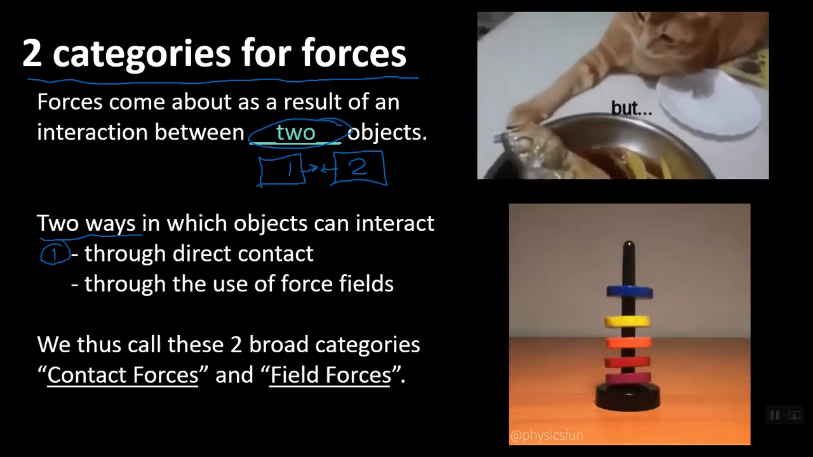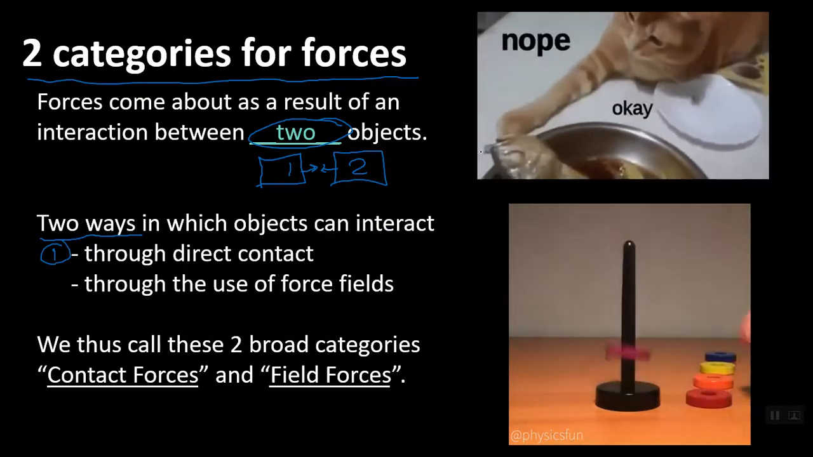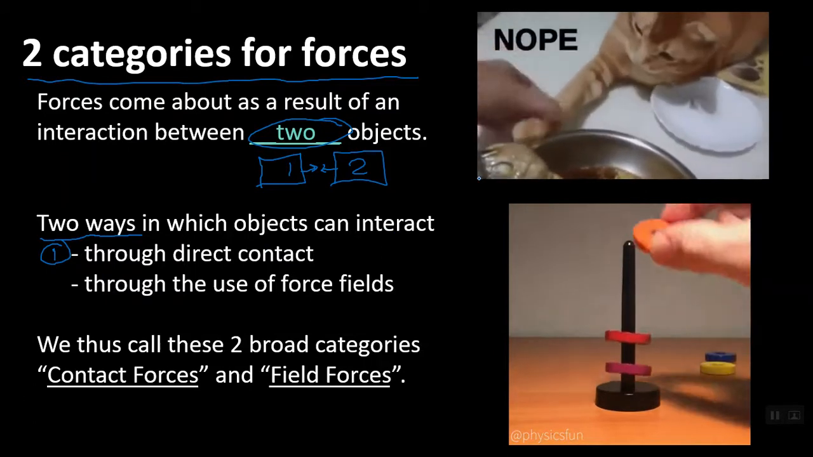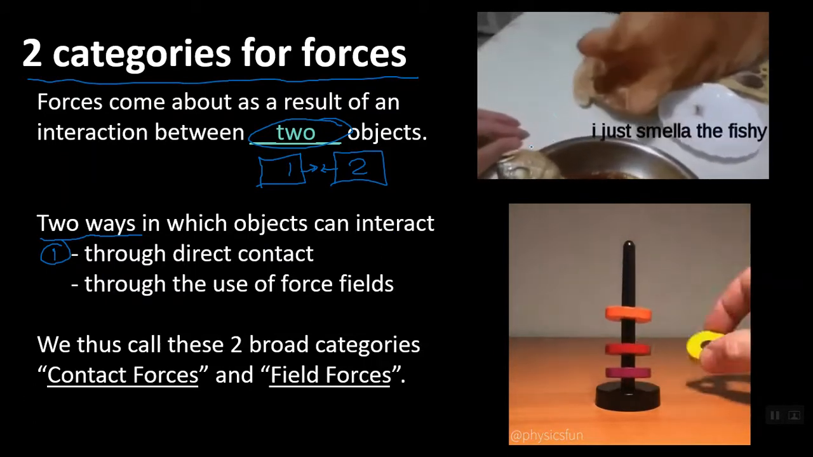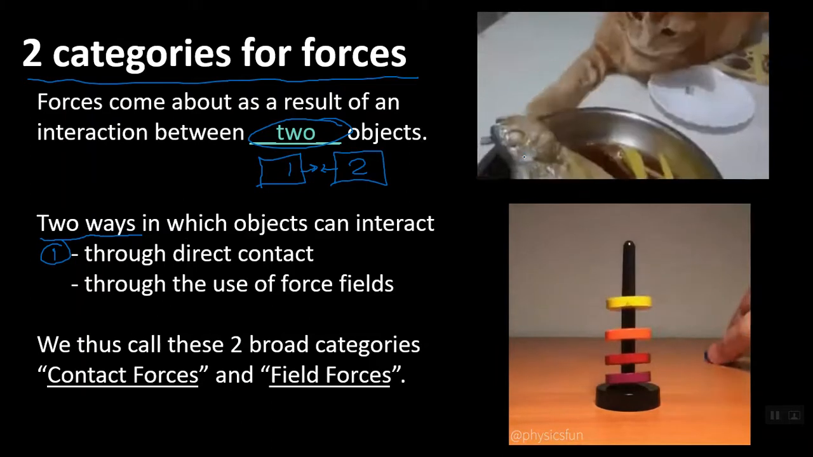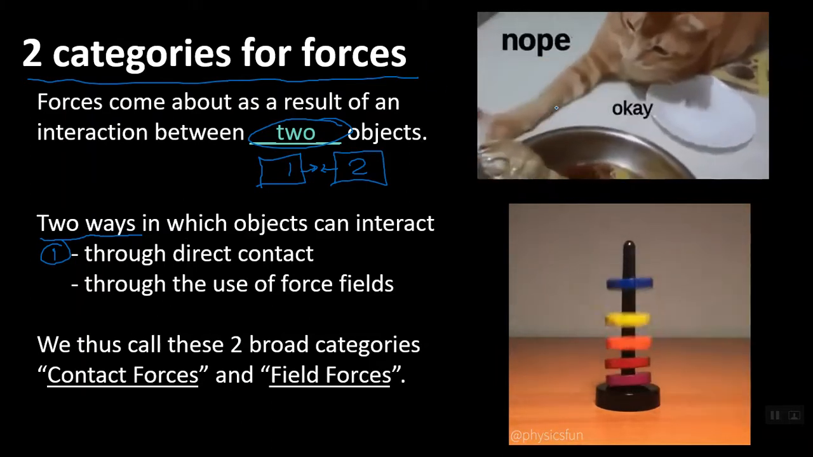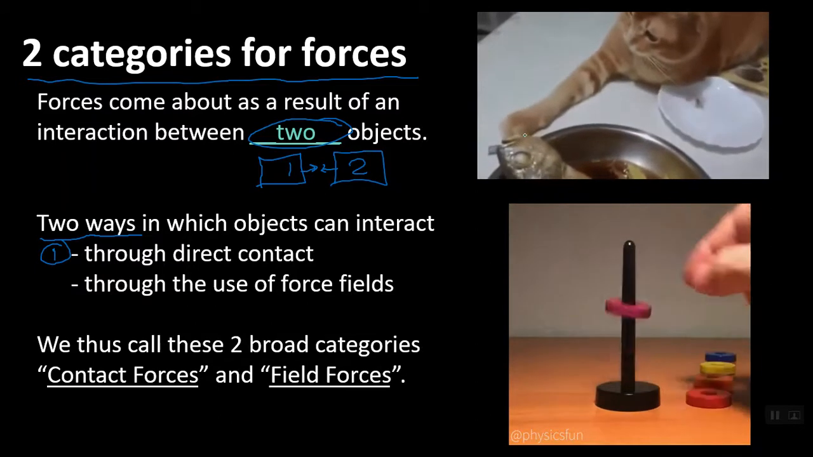So if the molecules of one object touch the molecules of another object, they are going to interact and exert forces on each other. So this cat can come into contact with the fish, there'll be a force. The human's hand can touch the cat's paw, and there is going to be another force there. Notice it requires direct contact.